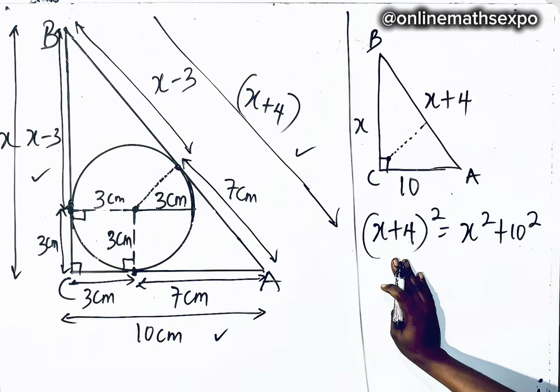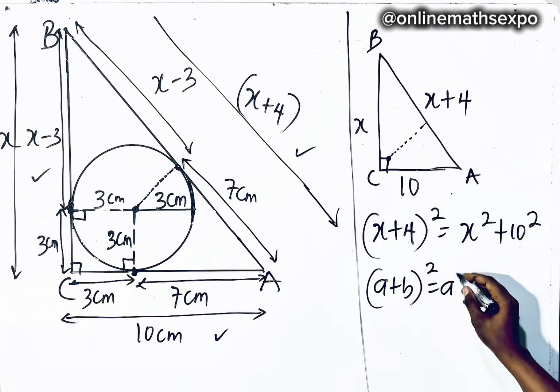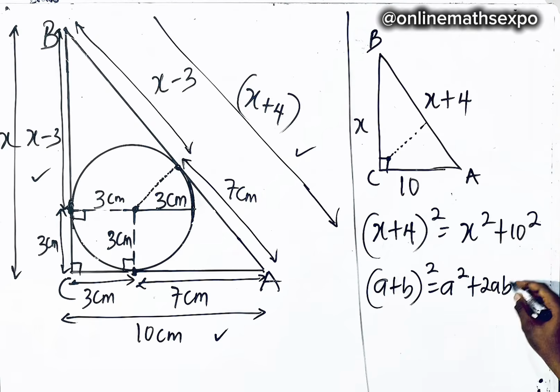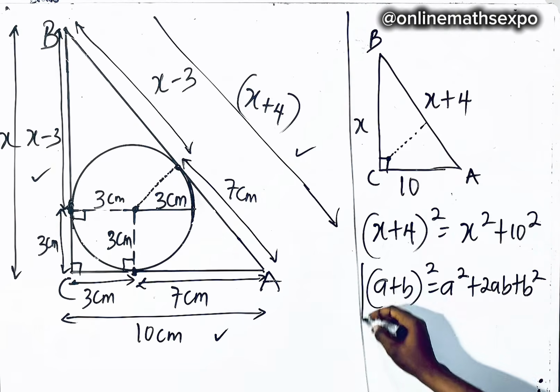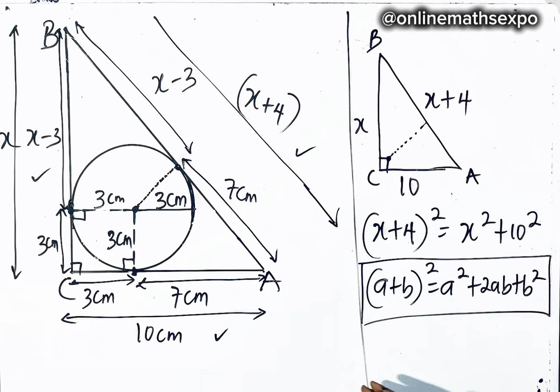Expand this. Just remember, for every a plus b squared, it's always a squared plus 2ab plus b squared. So let's apply this algebraic identity here. Let's do it together.